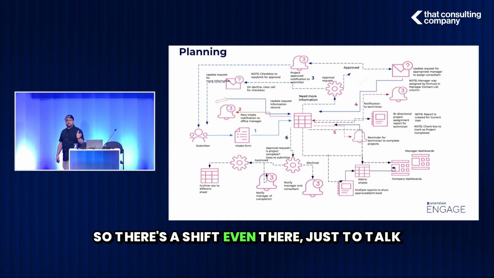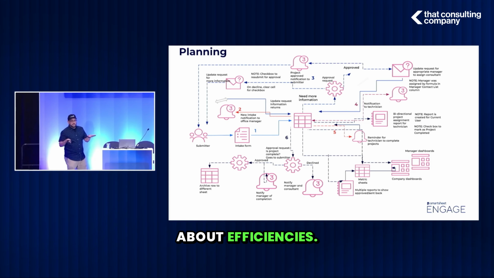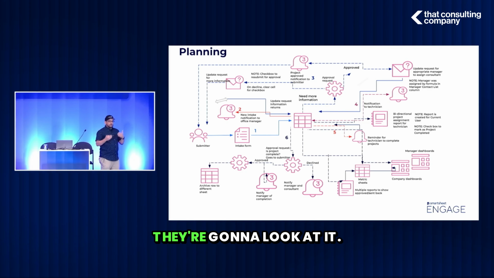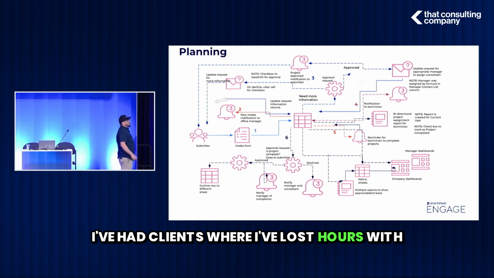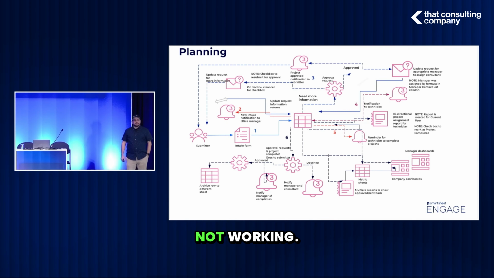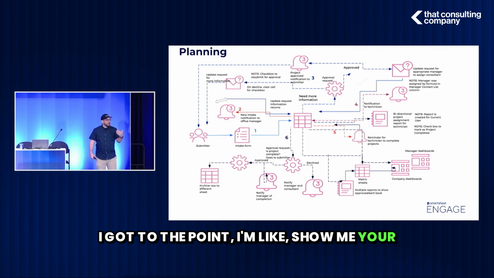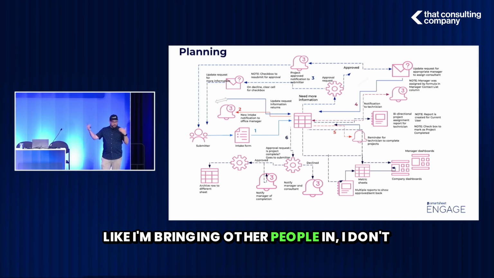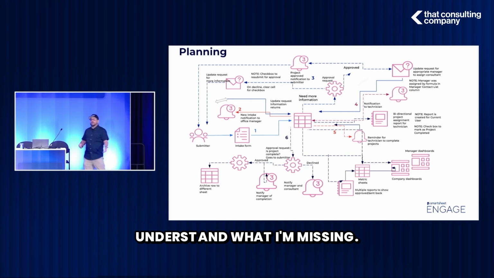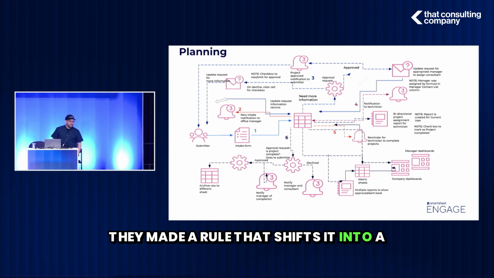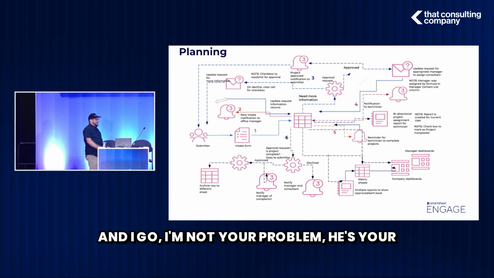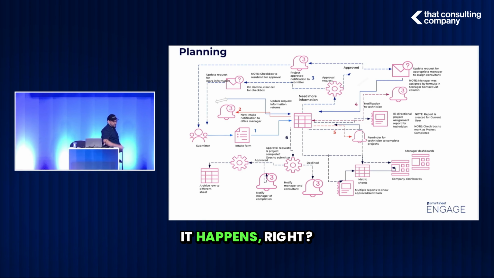So there's a shift even there just to talk about efficiencies. Just because you could send a notification or a request for update, it doesn't mean they're going to look at it. I've had clients where I've lost hours with a couple people that are, nope, it's not working. I got to the point, I'm like, show me your Outlook. This is where I'm losing my mind. I'm bringing other people in. I don't understand what I'm missing. Oh, they made a rule that shifts it into a folder or auto deletes anything from Smartsheet. And I go, I'm not your problem. He's your problem. It happens, right?